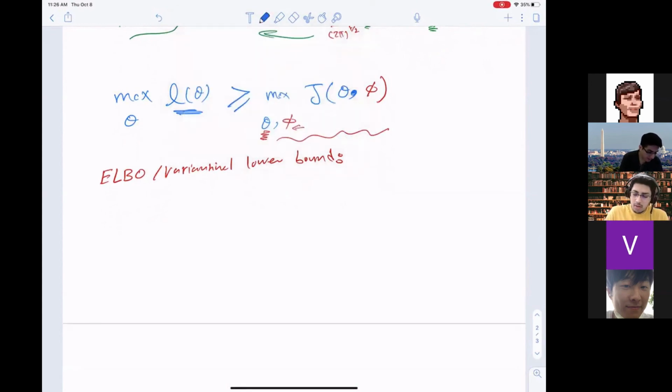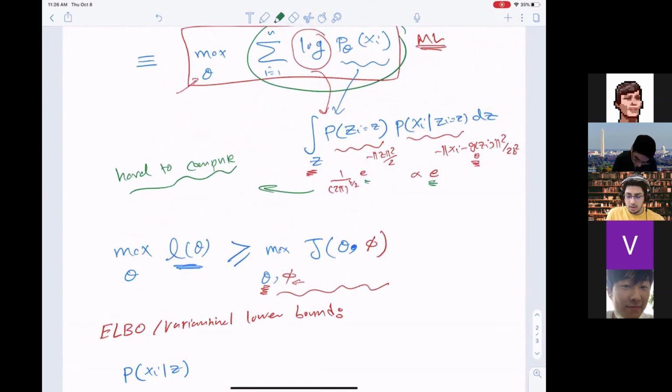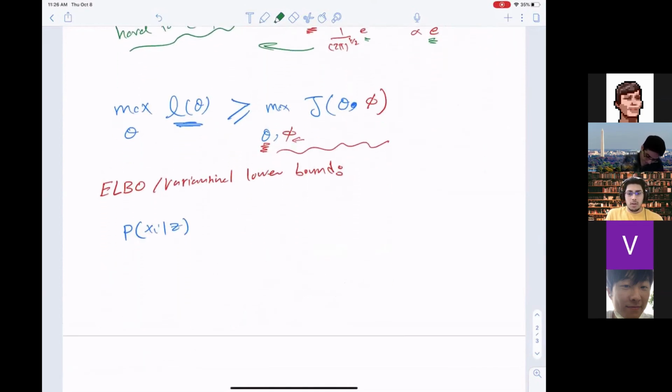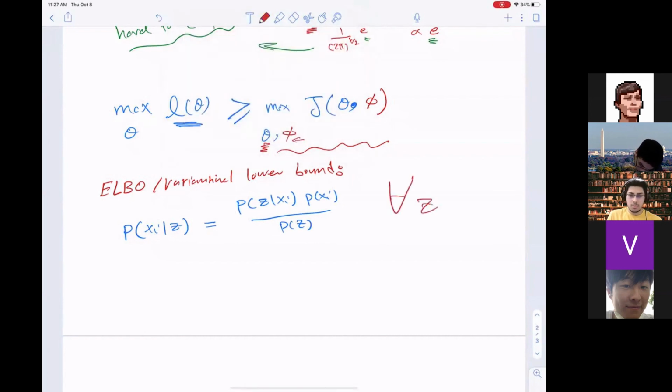All right, so what is the idea? Let's start with the Bayes rule. We have the probability of xi given z, because remember, that's the issue. The issue is that this term is difficult because of this part. So let's start with that term, probability of xi given z. I can just use Bayes rule, and this is equal to probability of z given xi times probability of xi over probability of z. Okay, so this is Bayes rule. This is true for every z. I want to emphasize it: for whatever z you give me, this is true. So the probability of xi given z is equal to this expression.